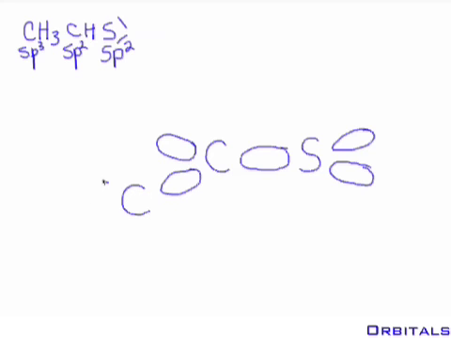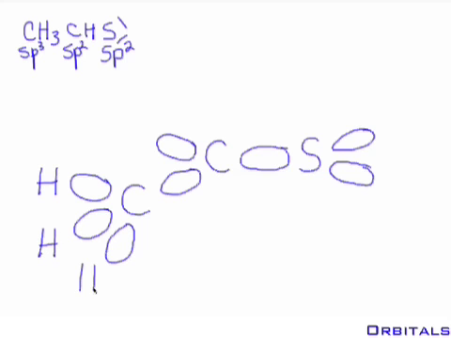And he's sp cubed, so I have to remember the shape for sp cubed. What were the shapes? The shape for sp squared was trigonal planar, so I drew my sp squared in a tilted trigonal planar. And the shape for sp cubed is tetrahedral. So now I can put the H's in. There's the H here.